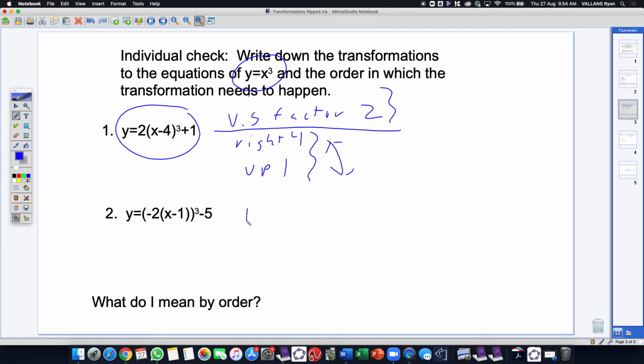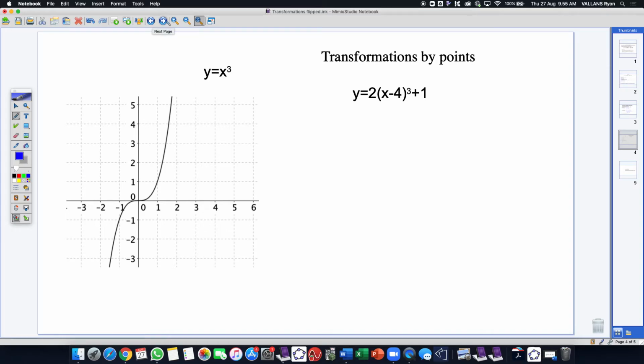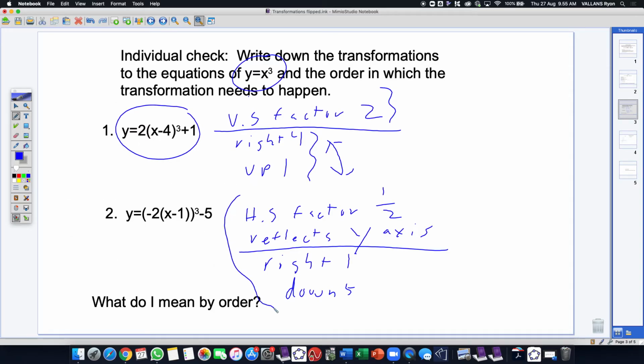The bottom one is a horizontal stretch by a factor of 1 over 2. It reflects over the y-axis. It goes right 1 and down 5. So in context, if I give you this equation, which is y equals x cubed, that's what the visual difference would be if I graphed that one. It would be horizontally stretched by a factor of 1/2 and reflected over the y-axis. And by the way, you could flip these and you're fine. You just have to make sure you do your translations last.